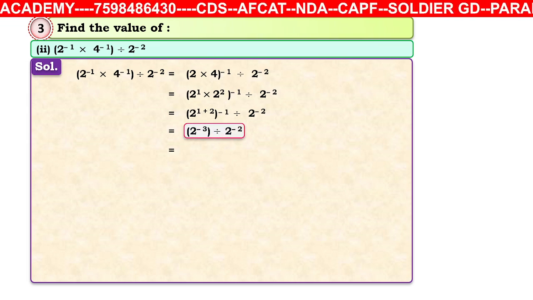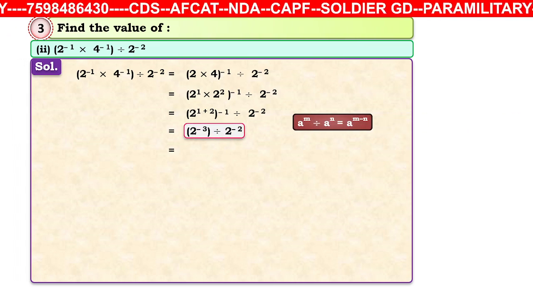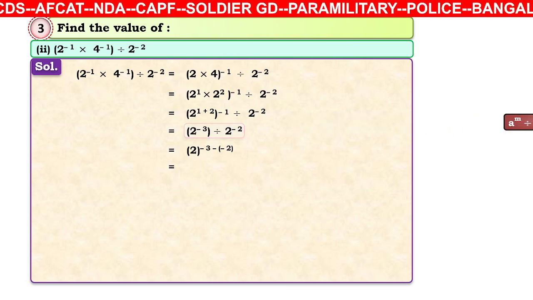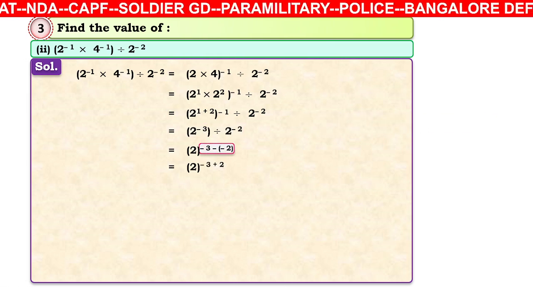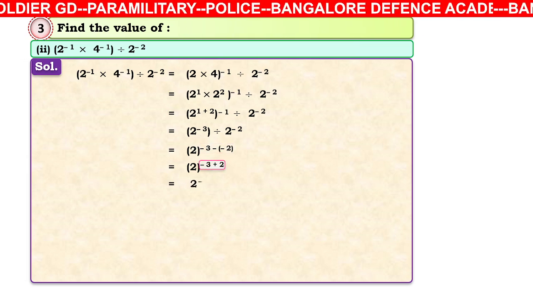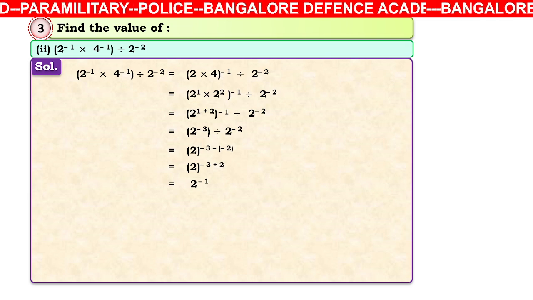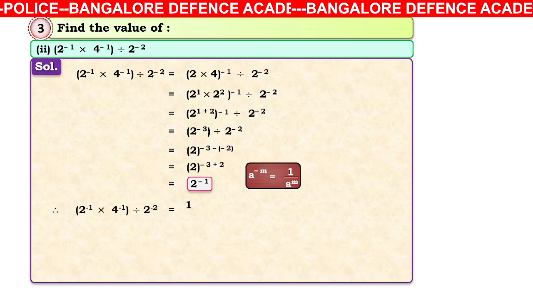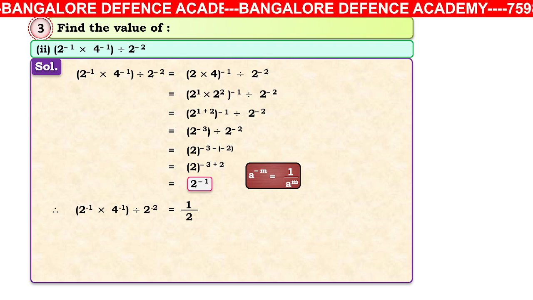So when I use the other property, the division property, you get 2 to the power of minus 3 plus 2. Finally 2 to the power of minus 1. And I want the powers in the positive exponent, so I can also write this number as 1 by 2. The answer is half, 1 by 2.